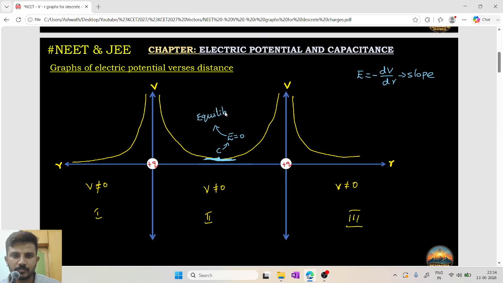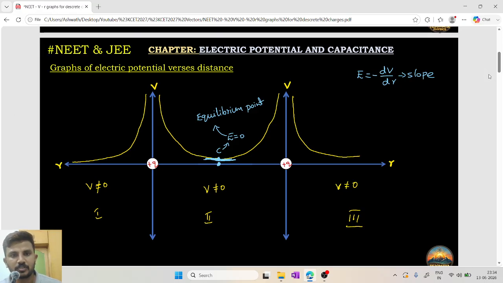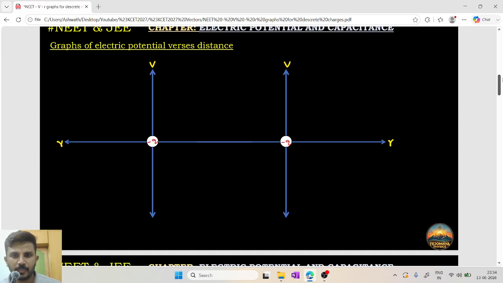Equilibrium point. So actually it is on the line joining the two charges. Okay, that is that. So what if we have negative charges? Minus q, minus q. The graph will be like this. This is the first region. So electric potential is not 0. Even the electric field is also not 0.